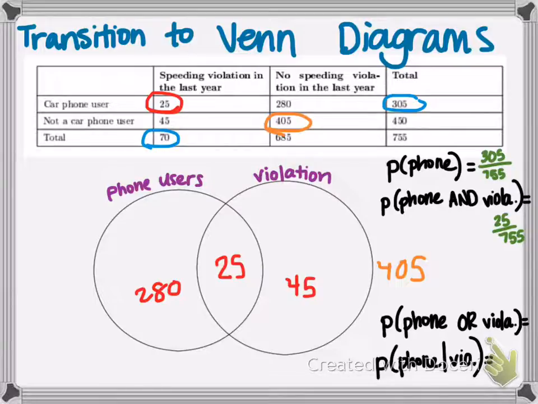The probability of a phone user or a violator is somebody who would say yes to either of those questions, and so I'm looking at everybody in either circle and the middle. Okay, that's all of those people. And so when I add those all up, I get 350 out of 755.